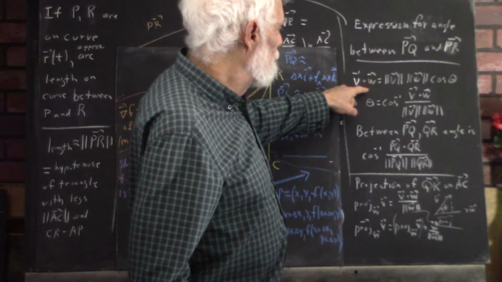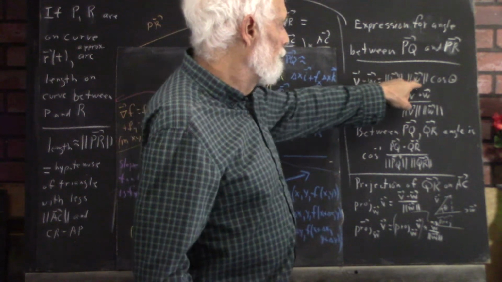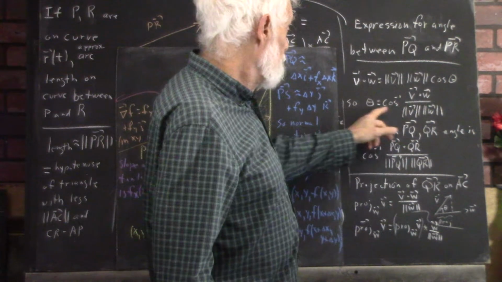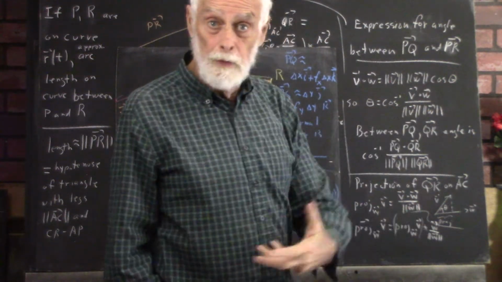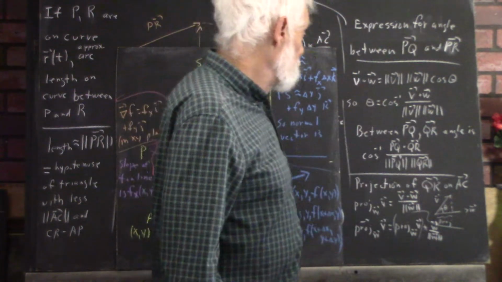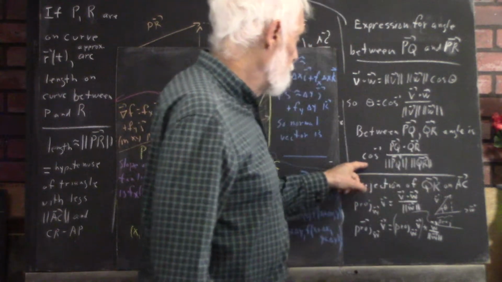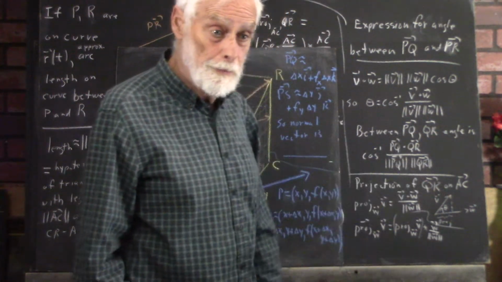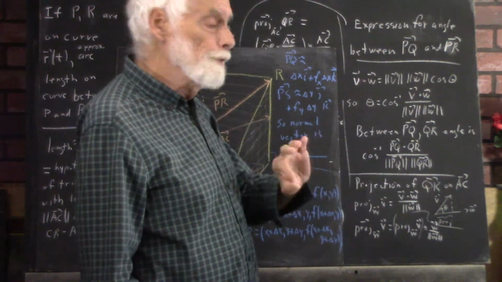Okay, so V dot W is magnitude of V, magnitude of W, cosine theta, the definition of the dot product. You can easily solve that for theta, which is the angle between V and W. And you can apply that to PQ and PR, and you get the inverse cosine of the dot product divided by the product of the magnitudes. That should be instant and straightforward, okay?